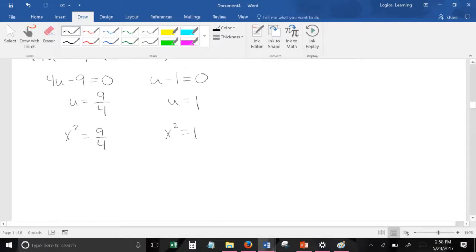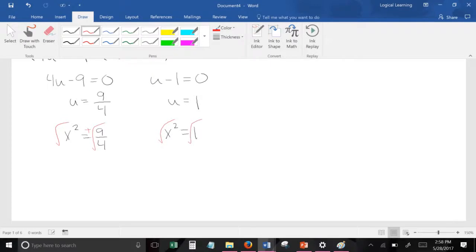And using our square root property, we can take the square root of both sides, remembering we have to take the plus and minus, both positive and negative, and we get x equals plus or minus, well, the square root of 9 is 3 and the square root of 4 is 2, and x equals the square root of 1 is just 1. So we get our solution set of negative 3/2, negative 1, 1, and 3/2.